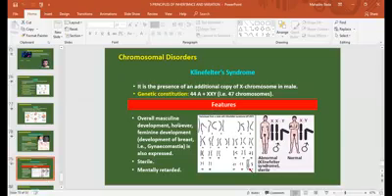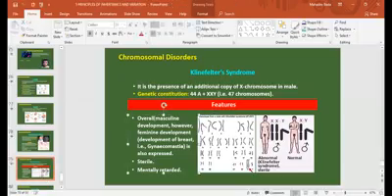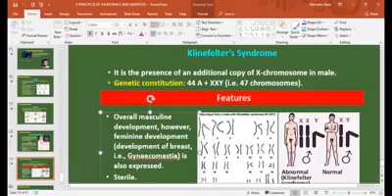Another one is Klinefelter syndrome. Another type of disorder that we have is Klinefelter syndrome. It is the presence of an additional copy of the X chromosome. There it was at the autosome level. Here it is the addition of a chromosome at the allosome level. At the sex chromosome, it is the presence of an additional copy of the X chromosome in males.